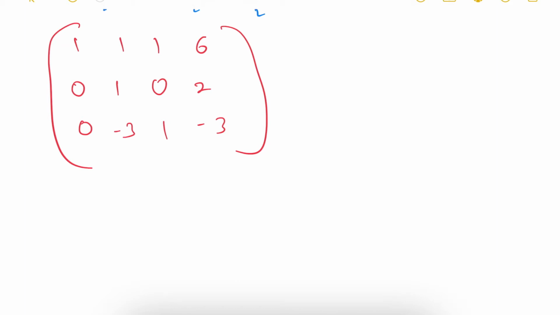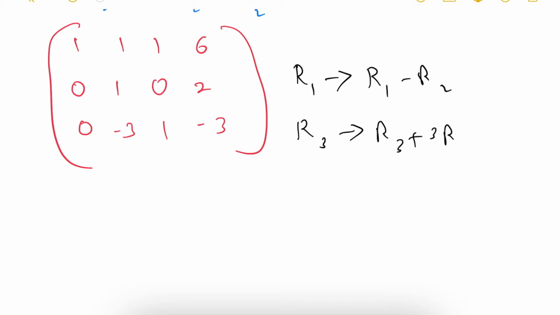Next, what I will do is change R1 to R1 minus R2. The same way, R3 I will change to R3 plus 3 times R2. Okay, let us check then. R1 is not the same, right? R1 we are taking as R1 minus R2.